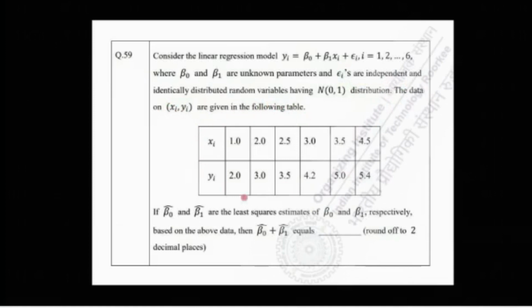This table. If beta naught hat and beta 1 hat are the least square estimates of beta naught and beta 1 respectively, based on the above data, then beta naught hat plus beta 1 hat equals what? So we are given this data set and we are asked to find the sum of the estimates beta 1 hat and beta naught hat, the sum of these two.